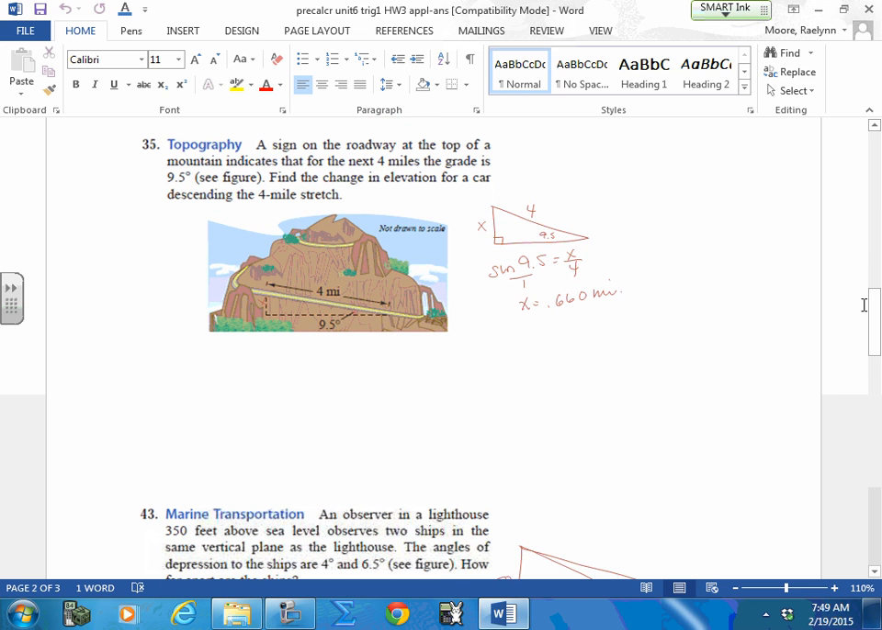Alright. This one also kind of gave you the triangle. It was an elevation for a car coming up and down a mountain. The hypotenuse of that right triangle is 4 miles. They didn't know the elevation. So here's your base. They kind of drew it. Here's your elevation. How much is it elevated? There's your x. And that little thing in there is your 9.5 degrees.